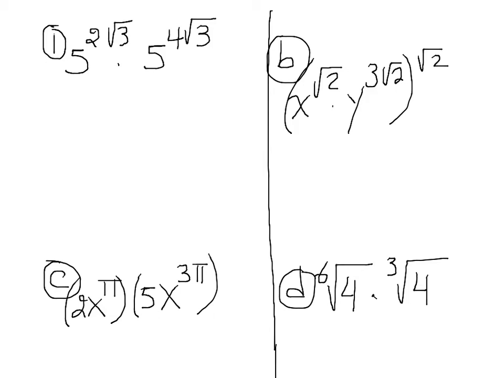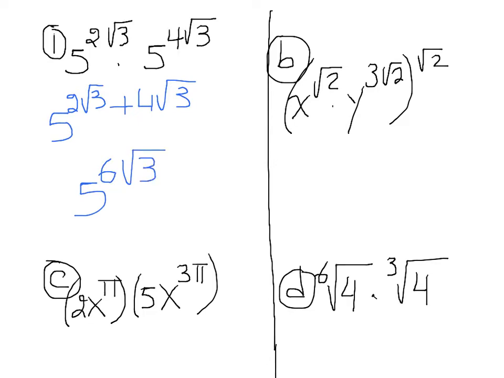Study guide solution. Number 1, part A. What we want to do to simplify this expression is add the exponents. 5 to the 2 root 3 plus 4 root 3 is going to give us a grand total of 5 to the 6 root 3. You can leave it there.